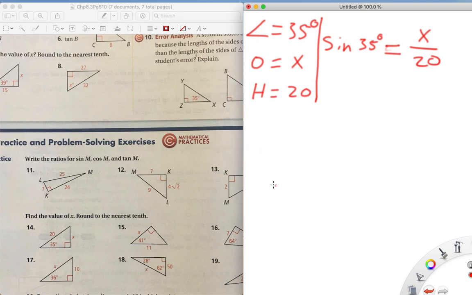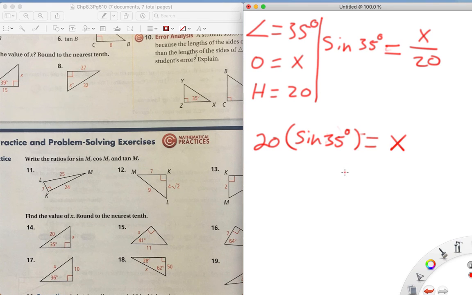So in order for me to find x, I'm going to multiply both sides by 20 because x is being divided by 20. I'm doing the opposite operation. So 20 times the sine of 35 is going to be equal to x. I multiplied 20 on both sides.